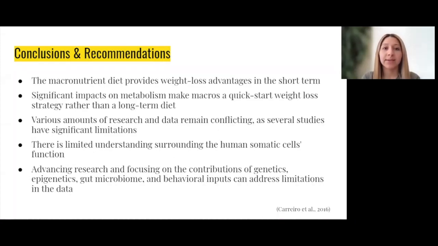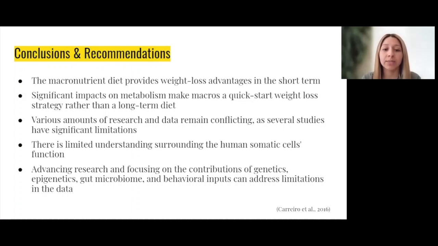So while alternative dietary approaches gain immense popularity and offer promising results, many questions arise when considering the best nutritional practices for health promotion. Additionally, various amounts of research and data remain conflicting as several studies have significant limitations. Specifically, there is limited understanding surrounding the human somatic cell's function. Therefore, advancing the research in all types of diet that promote health can address limitations in the data. Further research creates the potential for improving recommendations for dietary approaches that include significant and applicable evidence-based data.